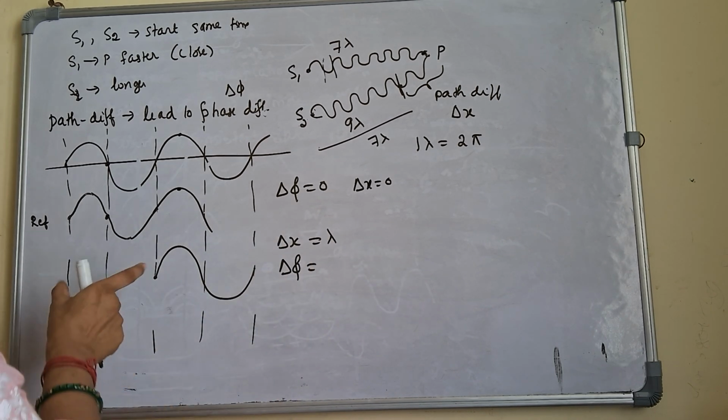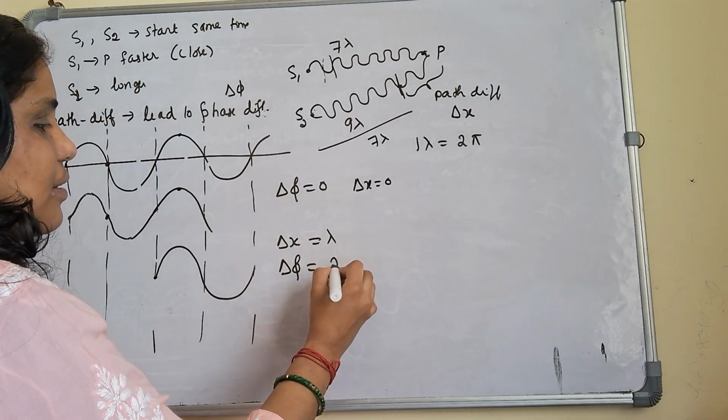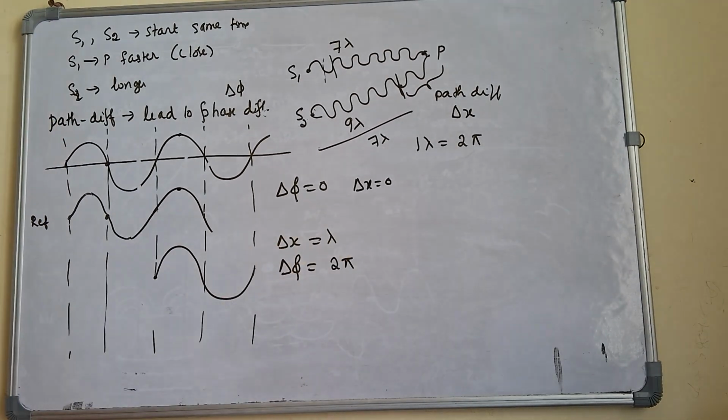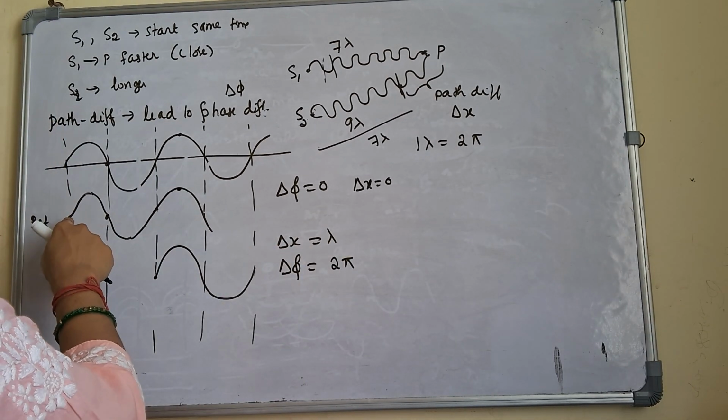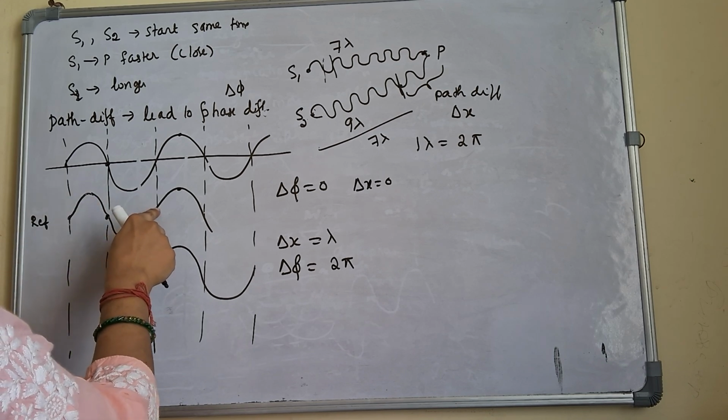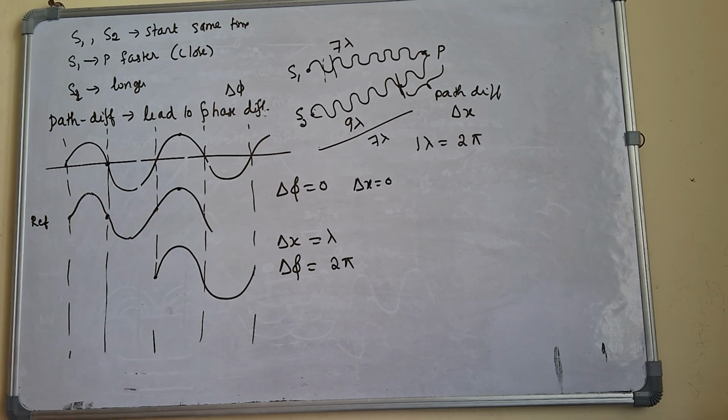Alright, now because there is a difference of lambda, can I say there is a phase difference of 2 pi radians? Correct? See, it is like this, right? So this is 90, 180, 270, 360. There is a phase difference of 360.